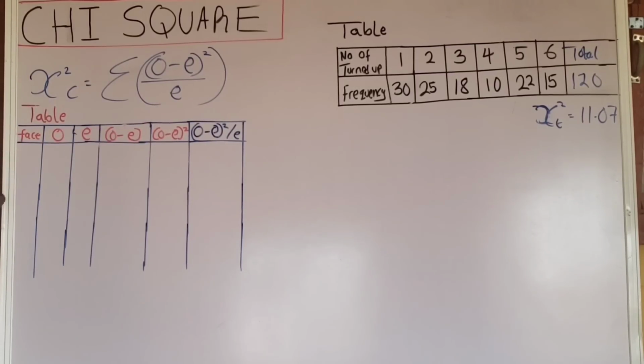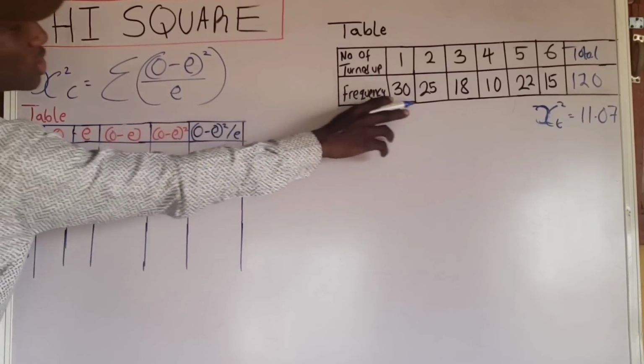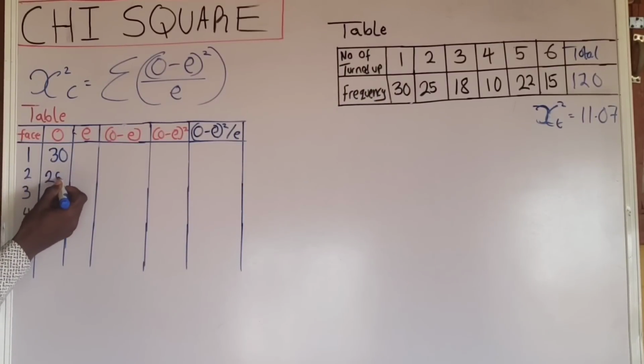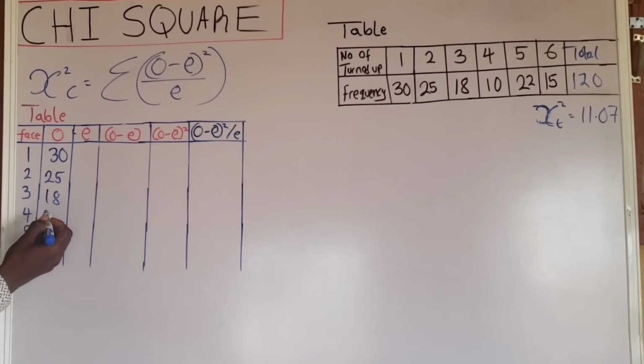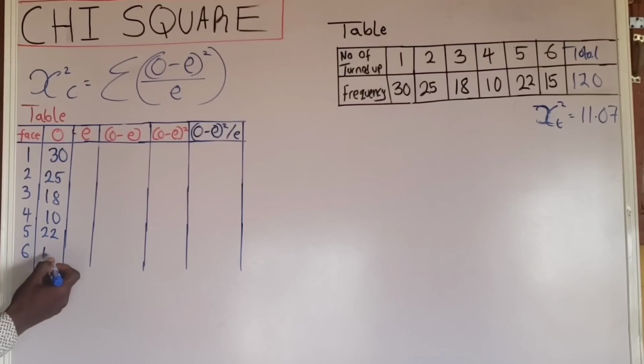Okay, so now the phases are what? Phase 1, 2, 3, 4, 5, 6. You might not include the phase on your table, but I just want you to understand. That's why I include it. So the observed value for phase 1 is 30. The observed value for phase 2 is 25. Phase 3 is 18. For phase 4 we have 10. For phase 5 we have 22. For phase 6, we have 15.